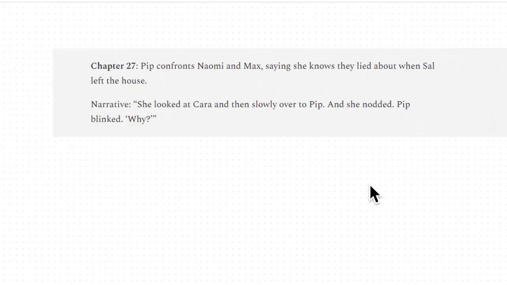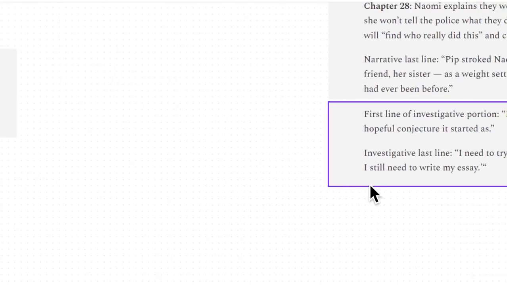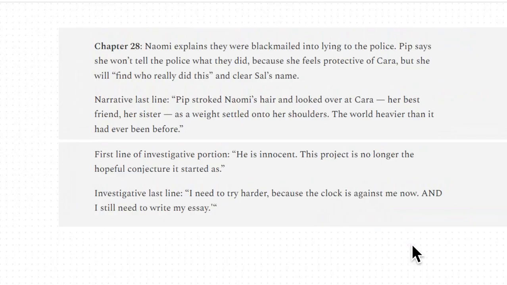In chapter 27, Pip confronts Naomi and Max, saying she knows they lied about when Sal left Max's house. Narrative: "She looked at Kara and then slowly over to Pip. And she nodded. Pip blinked. Why?" Again, we land on something of a cliffhanger here, and we're going over to chapter 28, where Naomi explains they were blackmailed into lying to the police. Pip says she won't tell the police what they did because she loves Kara, but she will find out who really did this and clear Sal's name regardless.